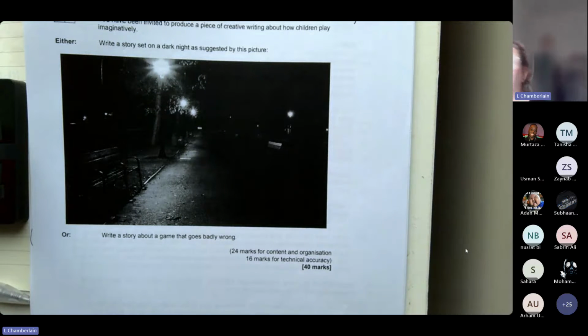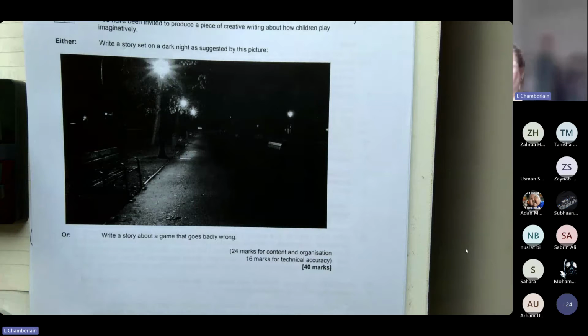If you're asked to write a description, remember a description doesn't have a plot. A description is about painting an image with the words. Okay, so it's about putting that picture in your reader's mind. The idea being that your examiner could shut their eyes and imagine this place that you're describing. A story needs a plot, okay? And key things to remember here, keep it simple.